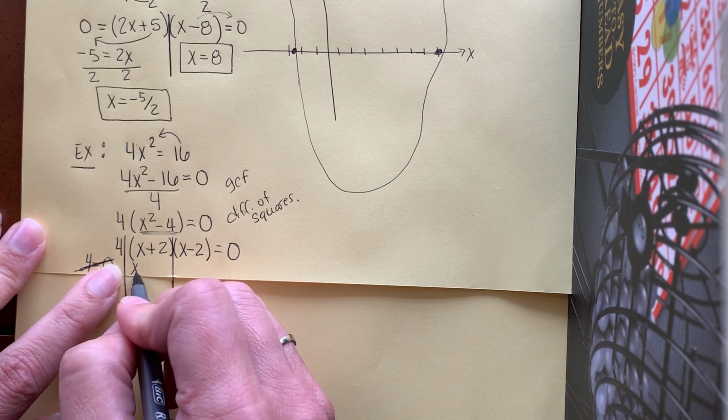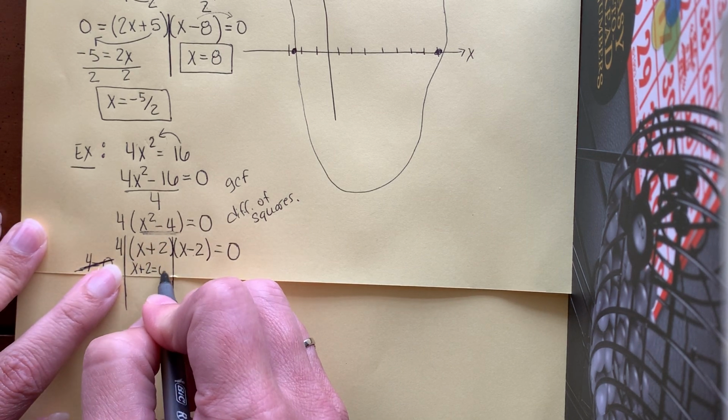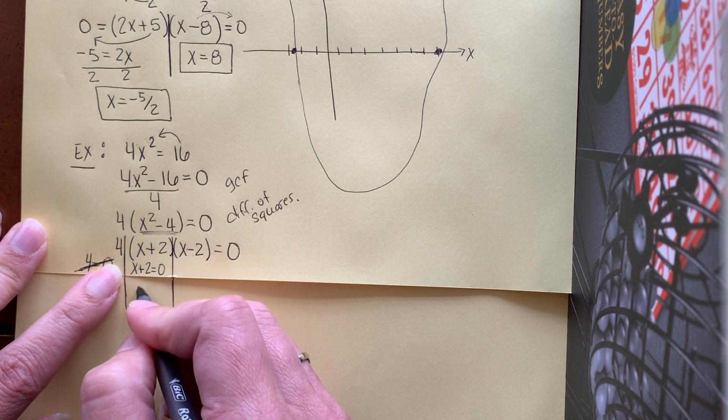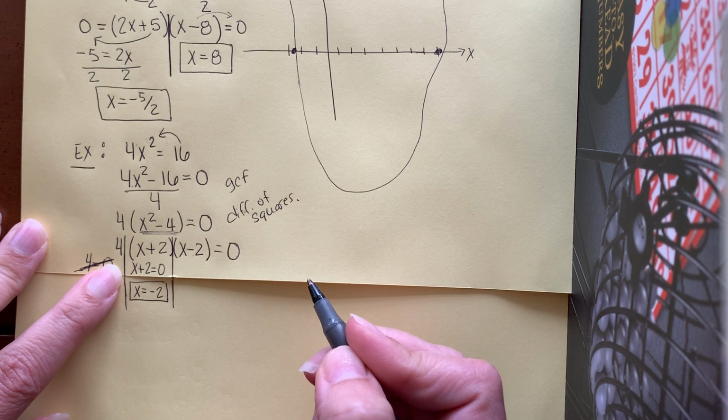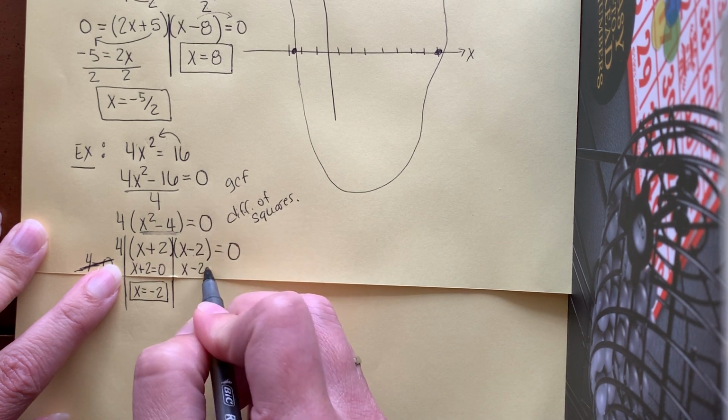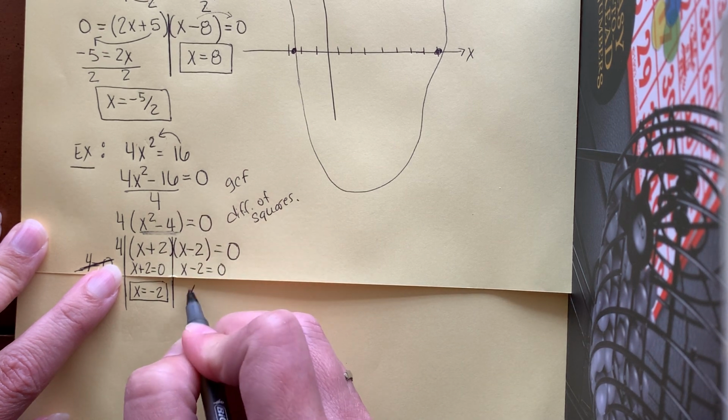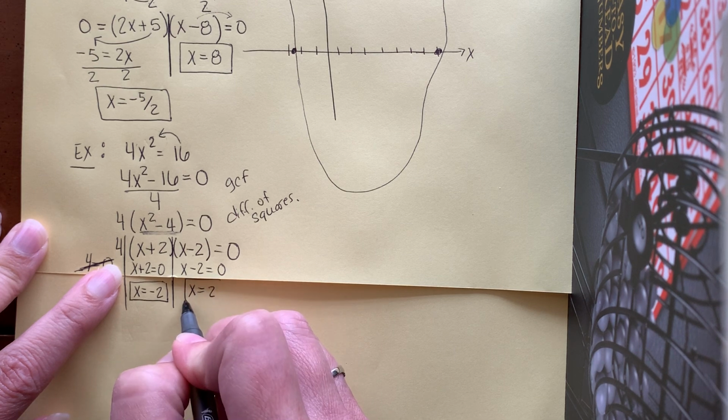This middle factor, we have x plus 2 equals 0. So when I solve this, I end up with x equals negative 2. That's a good answer. x minus 2 equals 0. When I solve this equation, I get x equals 2.